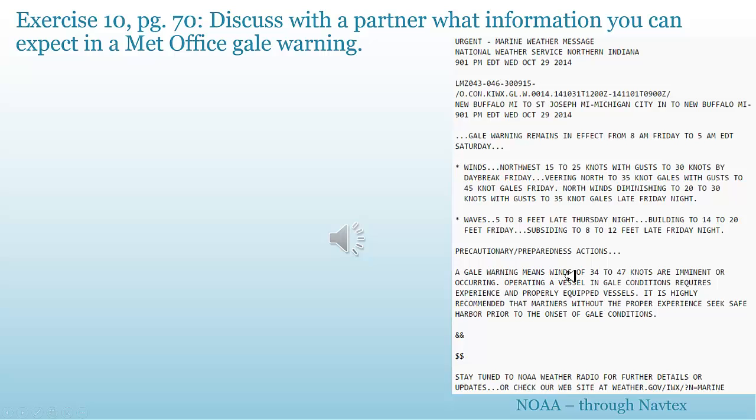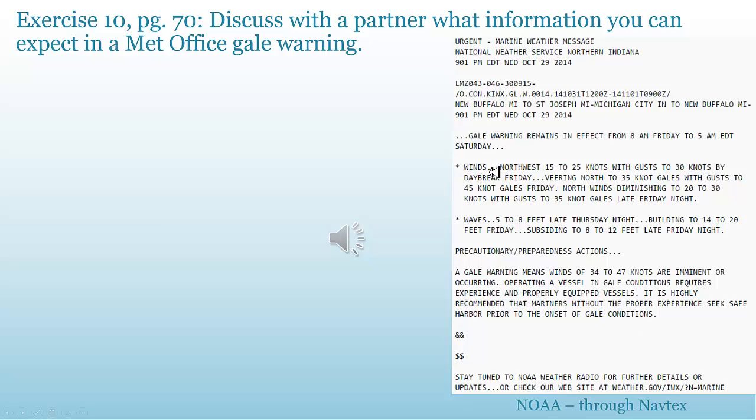A gale warning means winds 34 to 47 knots are imminent, which means coming now, very soon, almost now, or occurring, which is now. Operating a vessel in gale conditions requires experience and properly equipped vessels, so don't be out there unless you're prepared for it. It's highly recommended that mariners without proper experience seek safe harbor prior to the onset of gale conditions. So basically get into harbor as soon as possible.